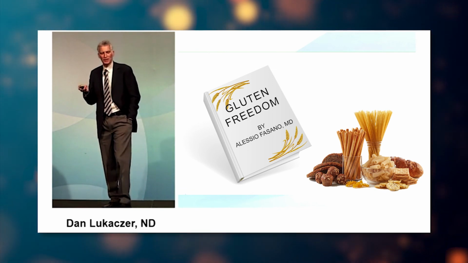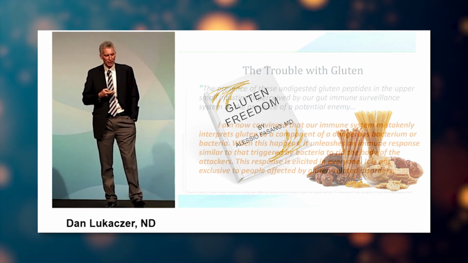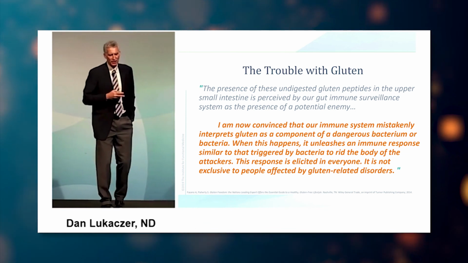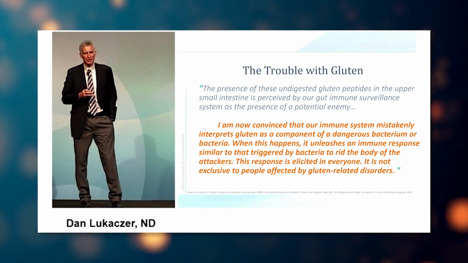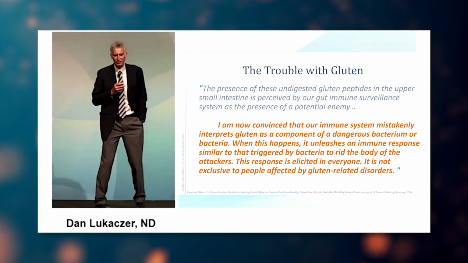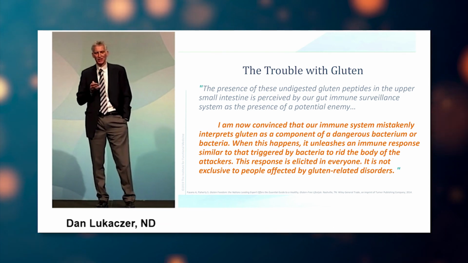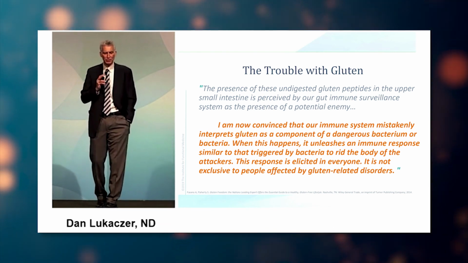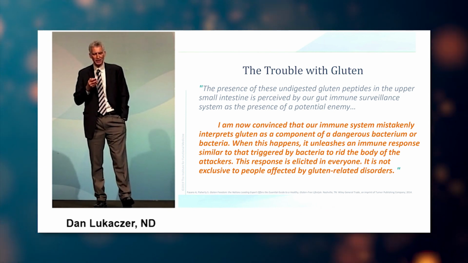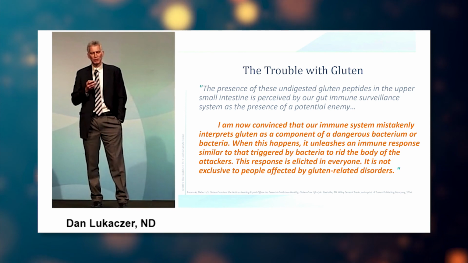So what did Dr. Alessio Fasano say in the book that he wrote a couple of years ago? I want to quote from him directly. And he said, in the orange here, I am now convinced that our immune system mistakenly interprets gluten as a component of a dangerous bacterium or bacteria. When this happens, it unleashes an immune response similar to that triggered by bacteria to rid the body of attackers. This response is elicited in everyone. It is not exclusive to people affected by gluten-related disorders.